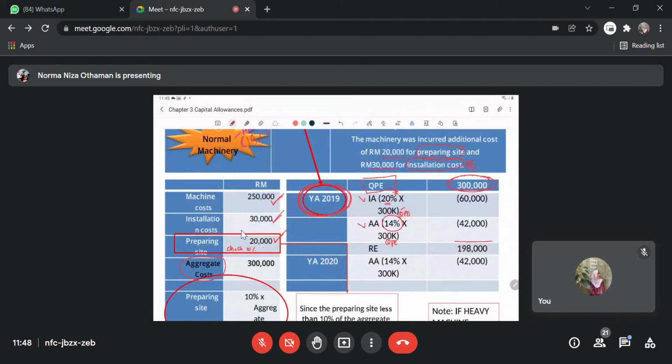For the first year, 300,000 deduct 60,000 deduct 42,000, you get 198,000. This one is the carrying value, or residual expenditure. And then we proceed to the next year.